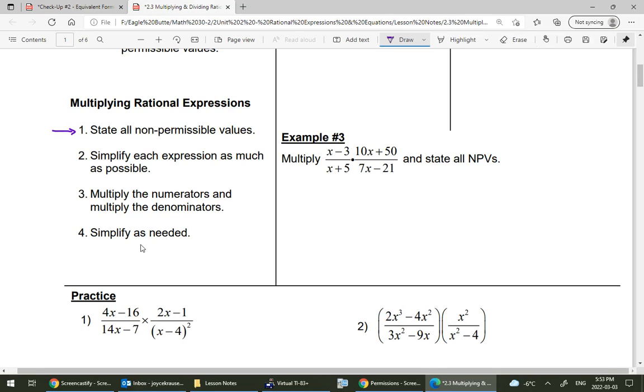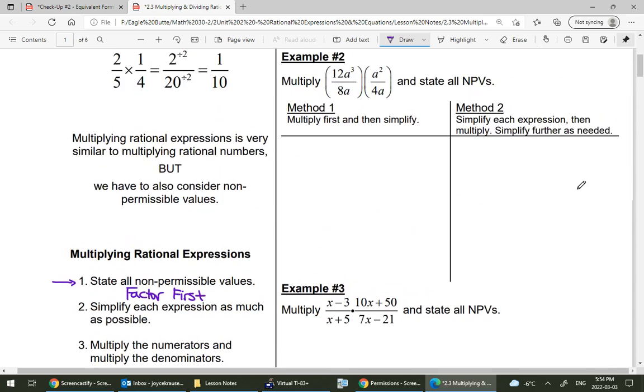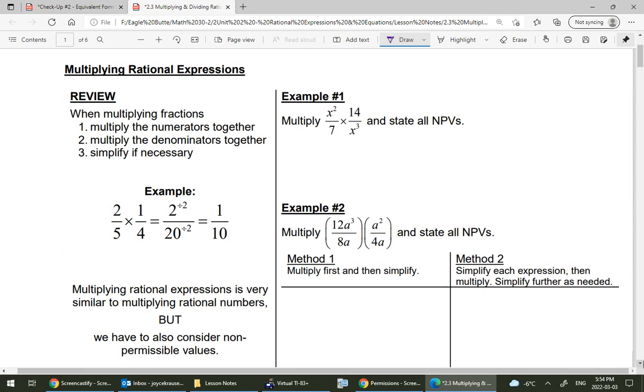Remember that usually you have to remember to factor first. Remember the F word. So factor first. Before we simplify, we've got to state those NPVs, and then we can do any multiplying from there. So, well, I have this written as step by step. You're going to find as I work through this, I don't always follow them in the exact same order that I have them listed there. All right, so let's take a look at example number 1.